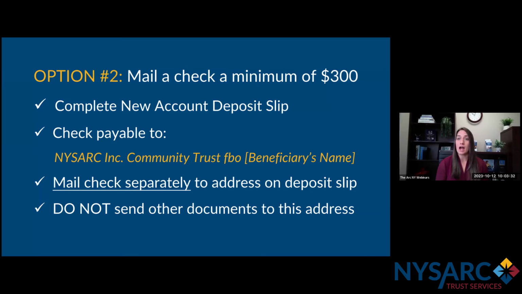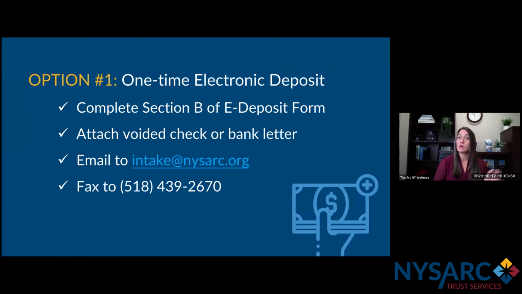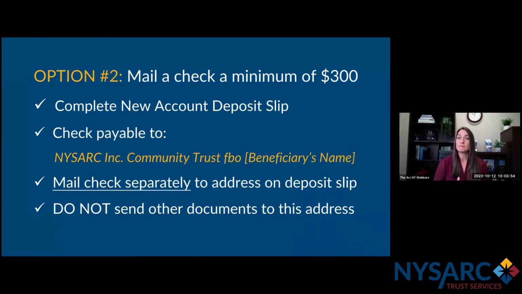This is a bank lockbox. It accepts only checks. So if you submit your joinder agreement and supporting documents to this address, it will delay us receiving that information. So if you're paying by check, you're going to submit your joinder agreement and supporting documents either by the email or the fax, or you can even mail them, and you send the check separately in the mail to the address that is listed on the new account deposit slip.